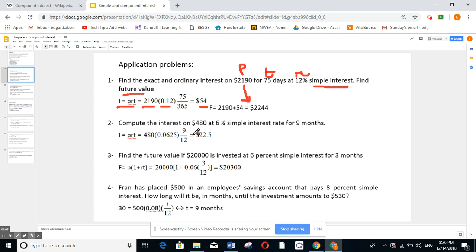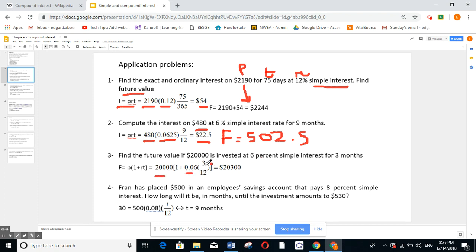Another example, compute the interest on $480. So P is $480, 6.25% simple interest, divided by 100 is 0.0625, for 9 months. So 9 over 12, because it's in months and T is in years, so we divide 9 over 12. You're going to get 22.5. And if you want to find the future value, you add 480 plus 22.5. You're going to get 502.5.